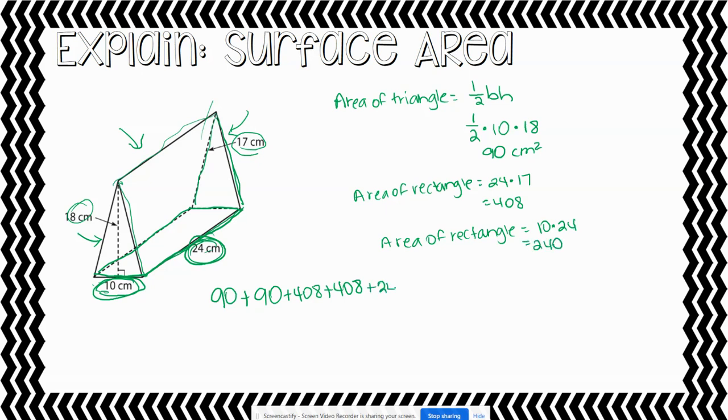So now I would add all of these together. I would do 90 plus 90 plus 408 plus 408 plus 240, and I'm going to get a surface area of 1,236 centimeters squared.